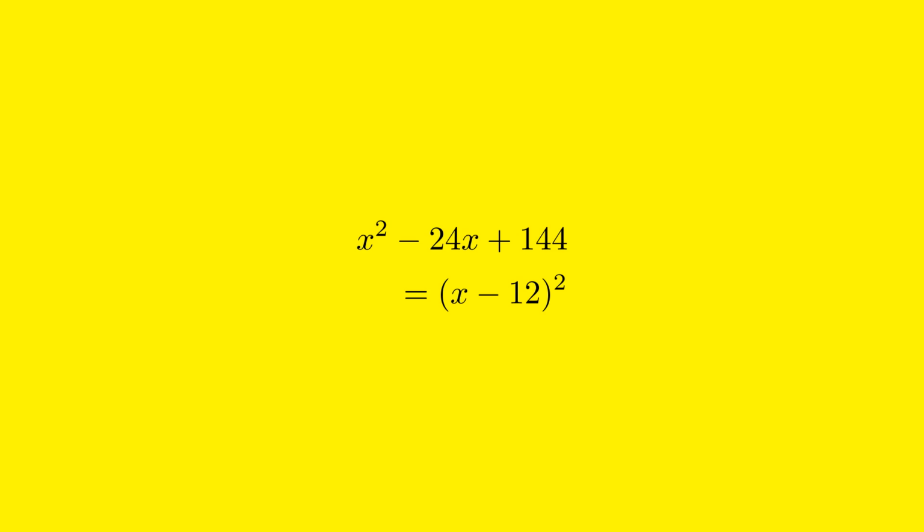Here, a is x, meaning the term 2ab simplifies to 2 times x times b, with minus 2ab being minus 24. Solving for b gives 12. Next, look at the constant 144, which is b squared. b squared equals 144, confirming that b is 12. Therefore, the quadratic expression is a perfect square trinomial and can be written as x minus 12 squared.